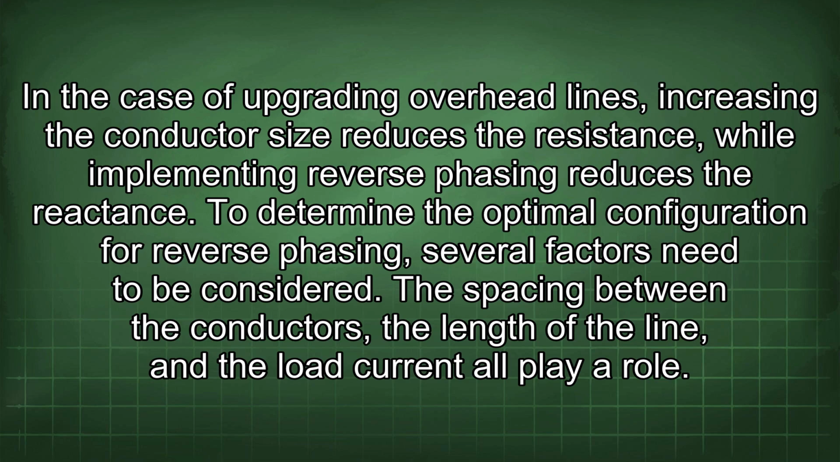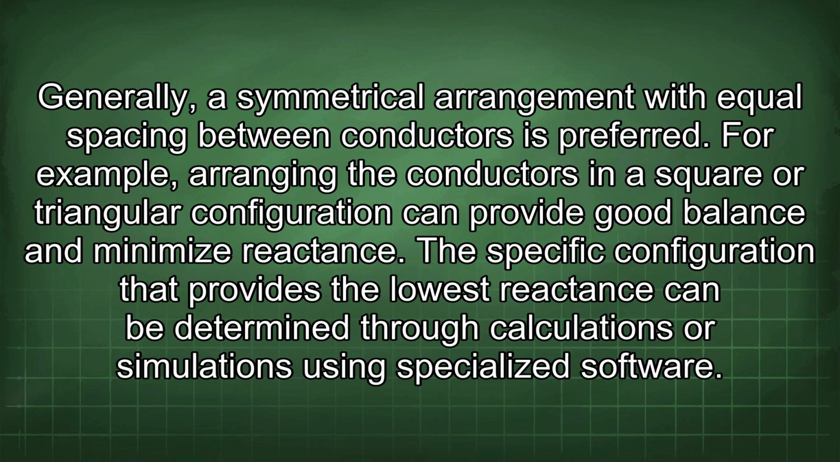The spacing between the conductors, the length of the line, and the load current all play a role. Generally, a symmetrical arrangement with equal spacing between conductors is preferred. For example, arranging the conductors in a square or triangular configuration can provide good balance and minimize reactance. The specific configuration that provides the lowest reactance can be determined through calculations or simulations using specialized software.